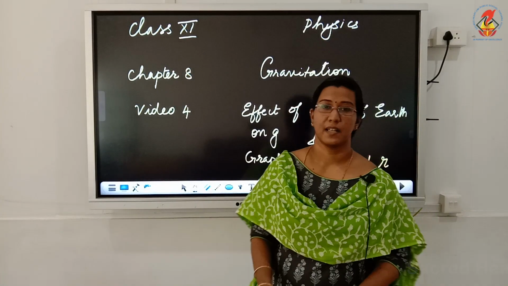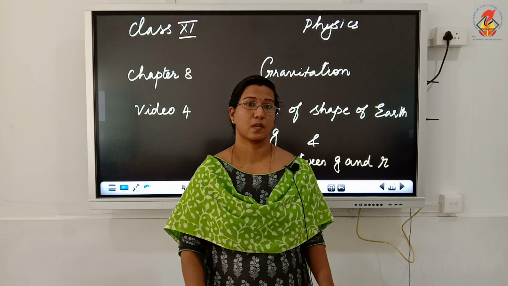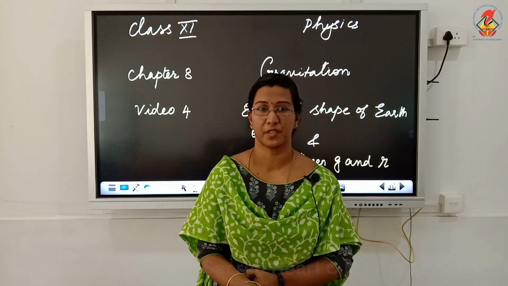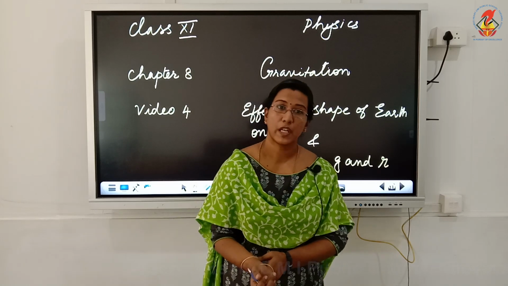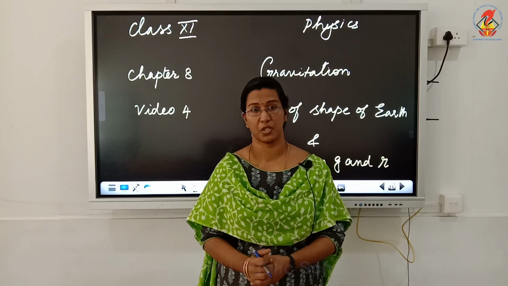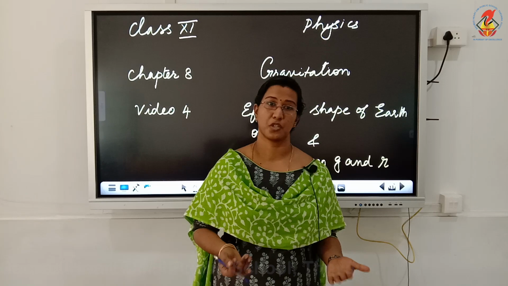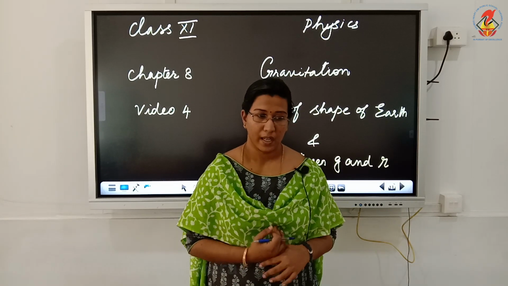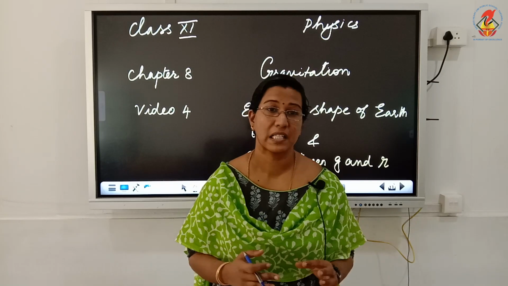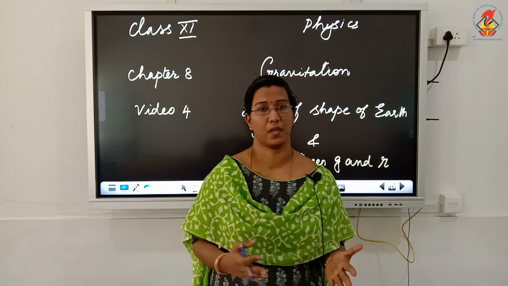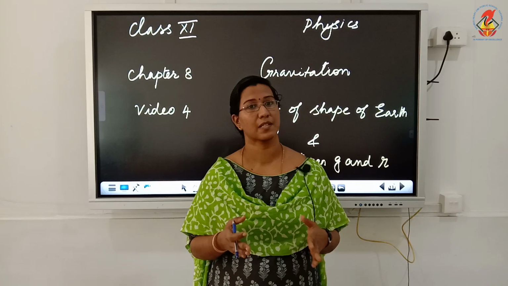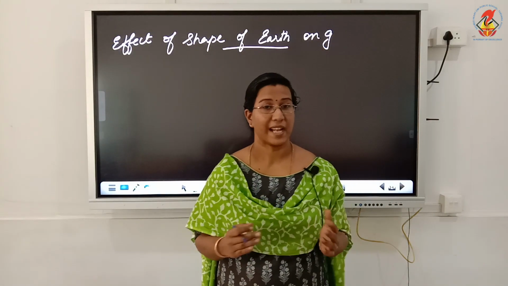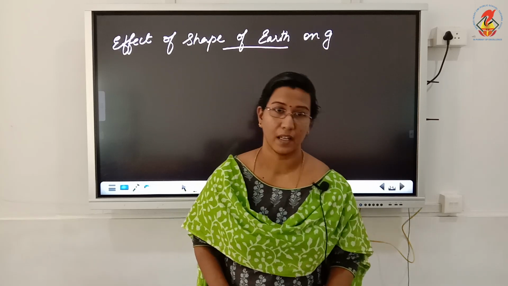Hi students, in the previous videos we discussed the variation of g with respect to height and depth of the earth. Now in this video we are going to see how much g varies with respect to the shape of the earth. Even though in the previous two derivations we considered the earth to be a perfect sphere, we all know that the earth is not a perfect sphere. It is bulged at the equator and flattened at the poles.